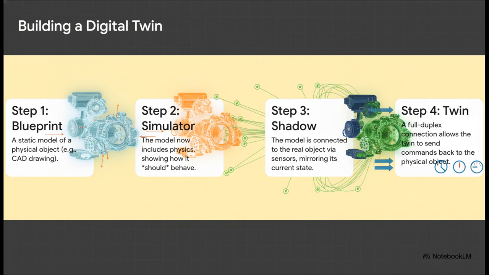But the final step, step 4, this is the magic. We make it a two-way street. A true digital twin has a full duplex connection. That means the virtual twin can send commands back to control the physical machine.